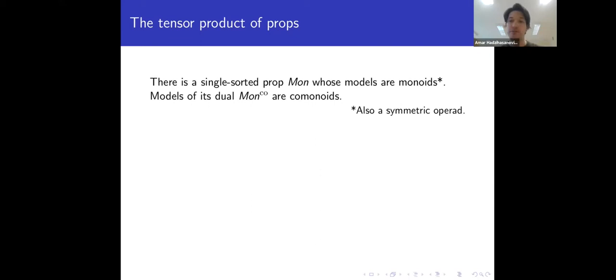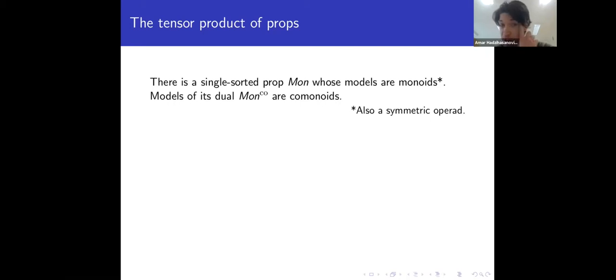So even though I'm not going to explicitly define how this tensor product is defined, I'm going to give you some examples. So there is a single-sorted prop whose models are monoids. This is in particular one of those that also comes from a symmetric operad. I think in homotopy algebra circles, one speaks of the operad of associative algebras rather than the operad of monoids, but those are the same thing.